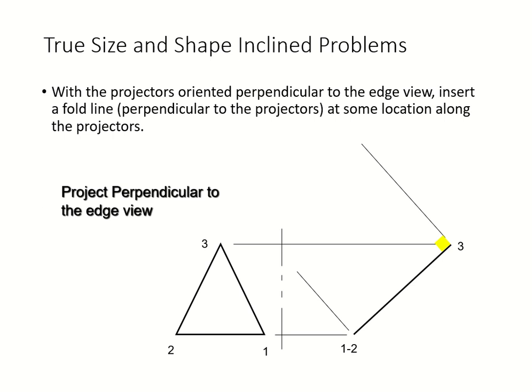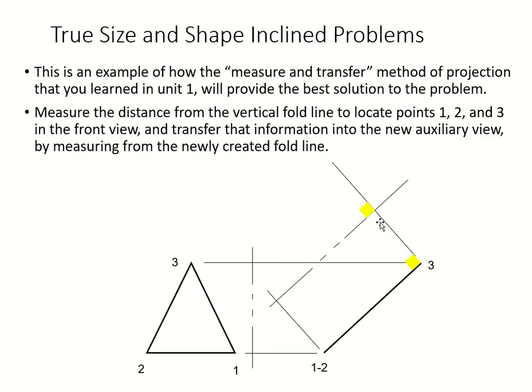Okay, so let's see how we do that. So we're going to draw this. Bang. So perpendicular somewhere, of course, on the line of this projector. And that projector, we already drew perpendicular to the edge view. So that's a recall, right? What we did for the measure and transfer method that we studied in Unit 1. Then we do the same thing. We are going to measure and transfer.